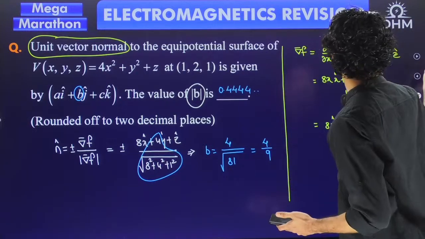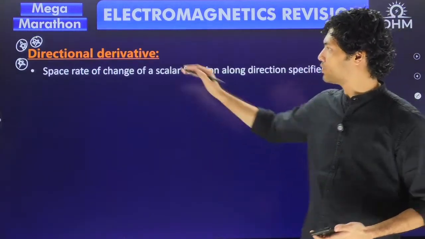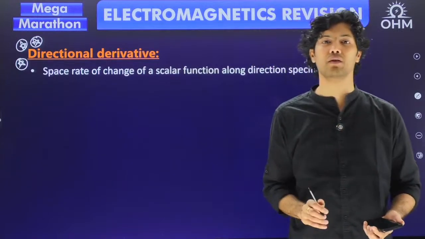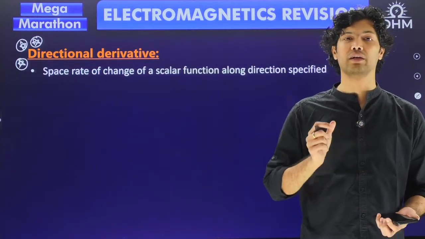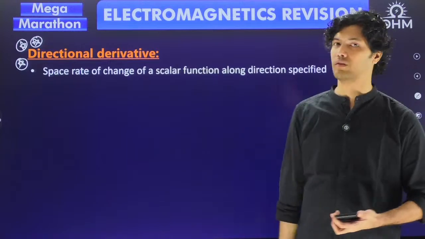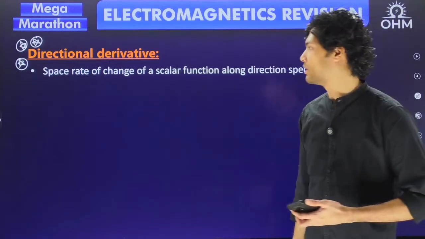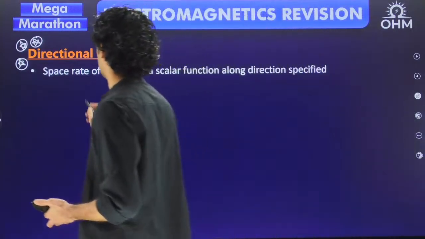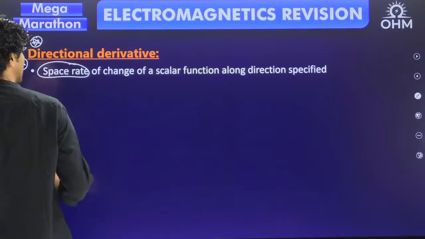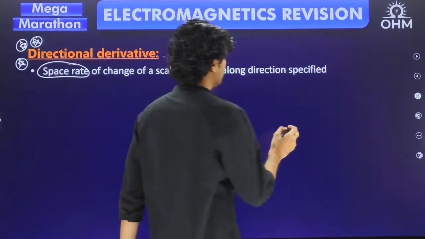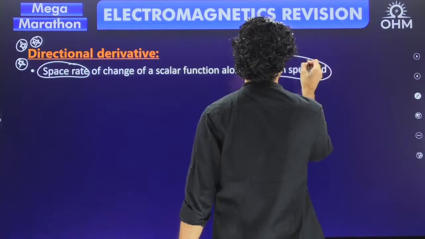So same with the next one also, directional derivative. Here also in these questions, nowhere in the question you see the word gradient, but still to solve these questions you are supposed to use the concept of gradient. And anyway, what is directional derivative? It is the space rate of change of a function along a specified direction. Okay, along a specified direction.